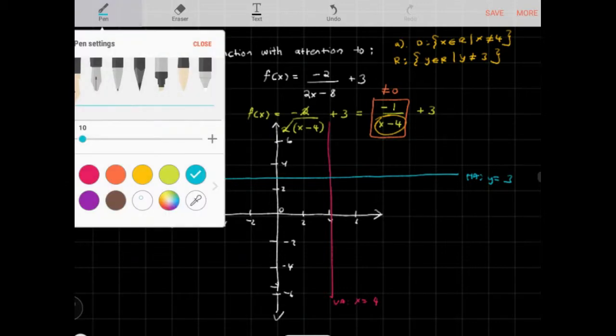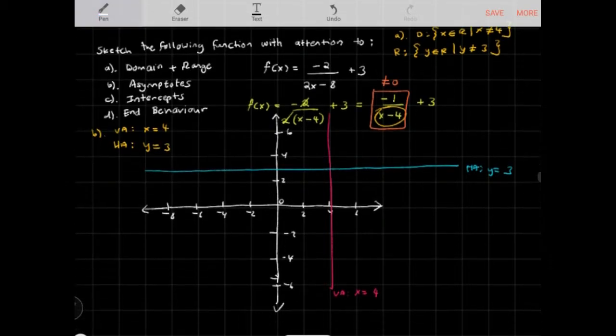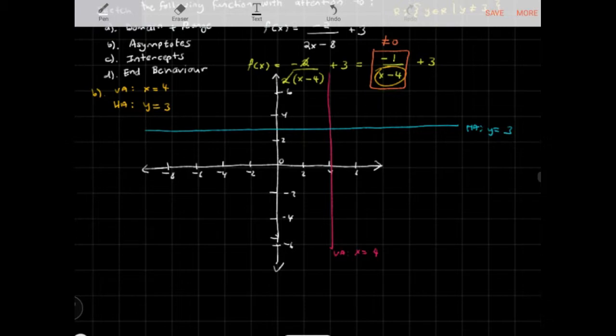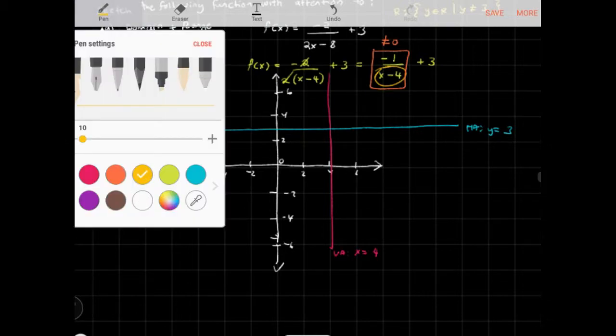Let's take a look at some of our intercepts. To find our intercepts, we need to find our x-intercept. I'm going to let y equal 0.